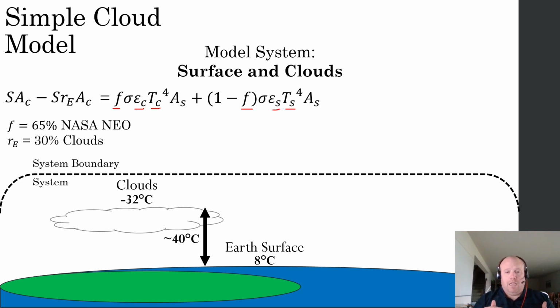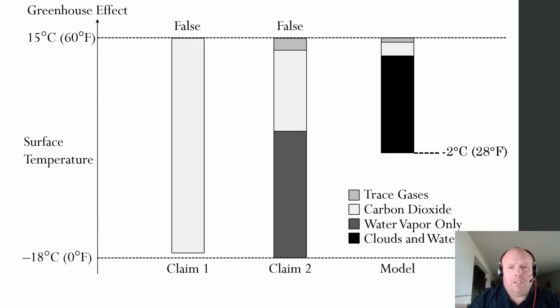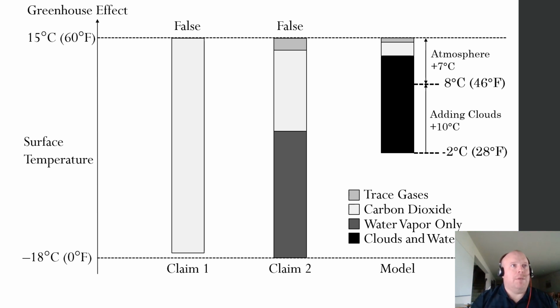Because we went from -2 to 8 degrees Celsius on the surface temperature, when we go back here, we can assume that this portion of the greenhouse effect is just from adding clouds, and we can assume that the remainder is from heat trapping gases in the atmosphere. Now, if you look at the remainder, the majority is from water vapor, and then a small portion is from carbon dioxide, and an even smaller portion is from trace gases.